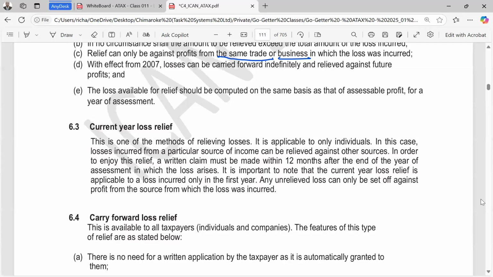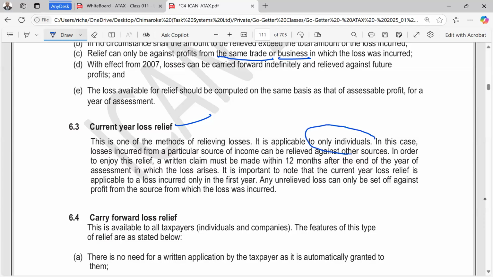Now, remember, when we are treating corporate losses, we mentioned something called carry forward losses. Now, here is a new one, current year loss relief. What is that? There are two types of loss relief. The first one is current year loss relief. Current year loss relief, as the name implies, is one of the methods, and it is applicable to only individuals, not company.